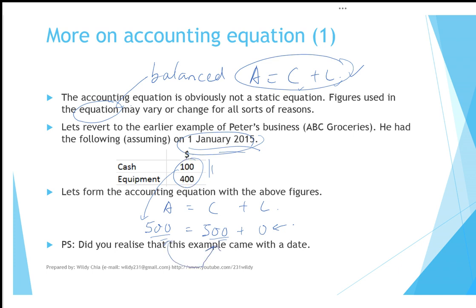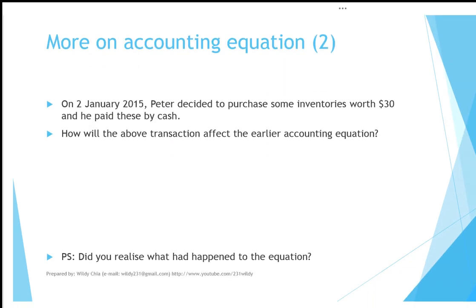Going on, we're going to make things a bit more interesting. Now I have example 2. Example 2 says that Peter decided to purchase some inventories worth $30 and he paid for all of these by cash. How will the transaction affect the earlier accounting equation? The earlier accounting equation looked like this: assets equals capital plus liability. Earlier on we had 500 on the left, 500 under capital, and no liabilities. So what happens if we choose to buy some stocks, inventories?